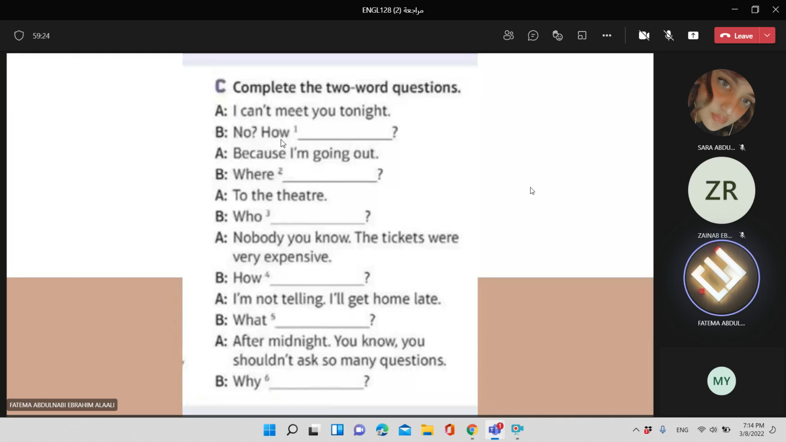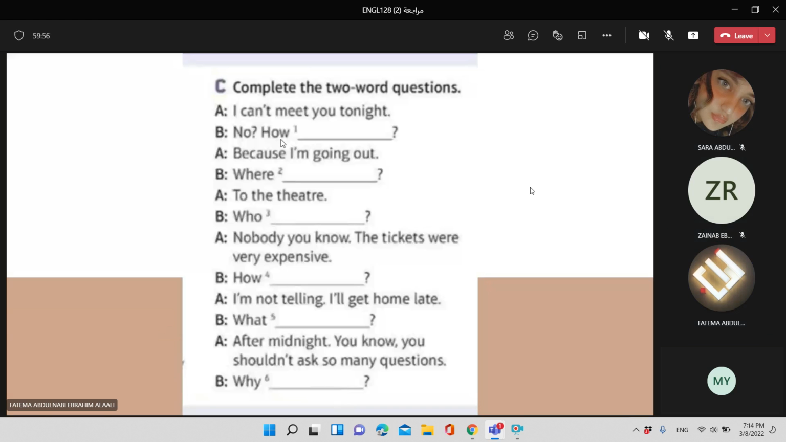The answer is: nobody, you know, the tickets were very expensive. Who? I think who's going with you? Who will you go with? Who you will go with? Especially that we use the prepositions. Okay.